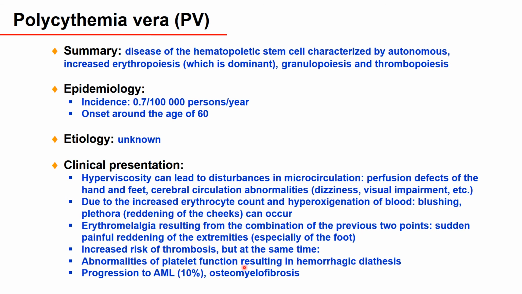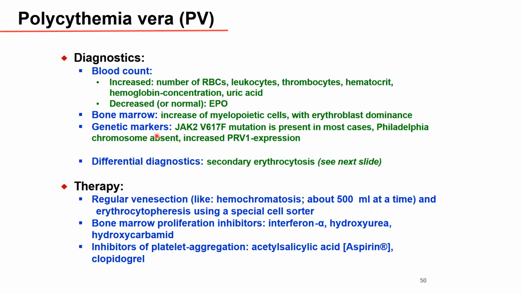But at the same time, abnormalities of platelet function can result in hemorrhagic disorders, and in about 10% of cases this will convert to acute myeloid leukemia. Now, polycythemia vera, how do we diagnose it? We can measure the red blood cell count, the leukocyte count, hematocrit, hemoglobin concentration, and another important one, the erythropoietin level, which decreases in this situation.